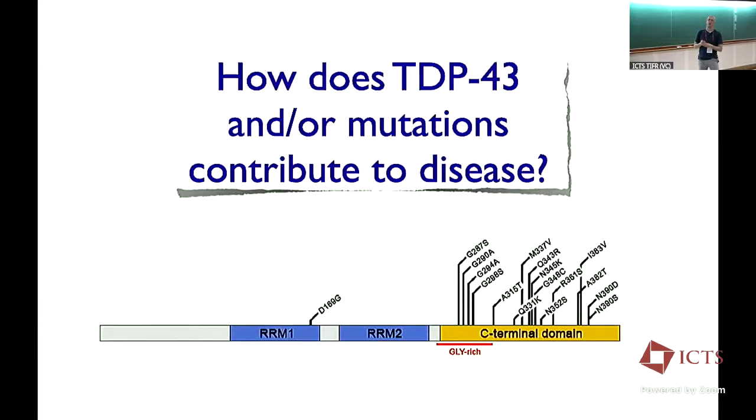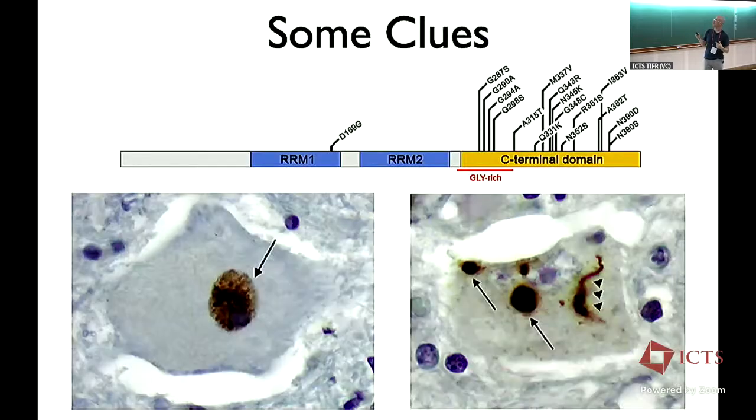So maybe one question for you to think about is how does TDP-43 and or mutations in the protein contribute to disease? Here are some clues. So this is a map of the protein. This is RNA recognition motifs. Then this is the C-terminal domain. And almost all of the mutations are here.